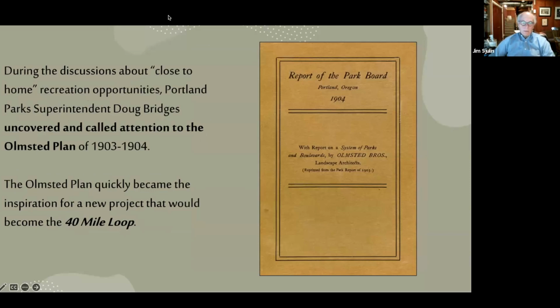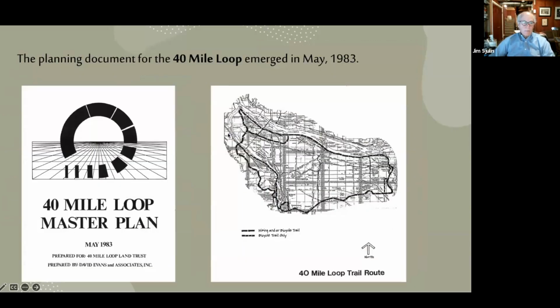Okay. So one more slide, please. There we go. Oh, okay. I think I juggled the sequence of these, sorry.